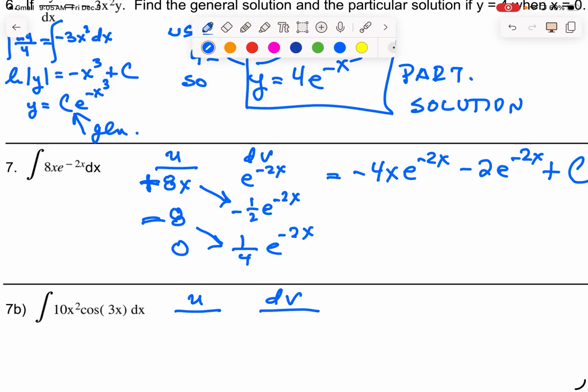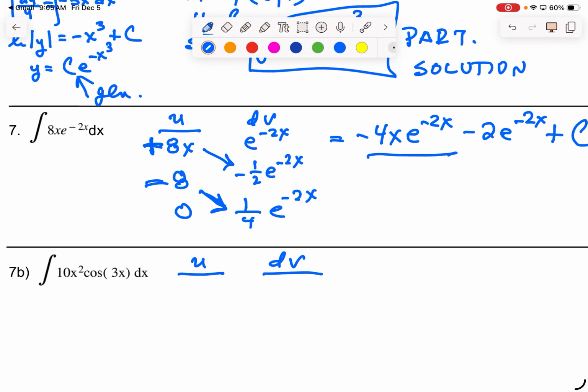All right, so let's do our products. 10x squared over 3 sine of 3x, then plus 20 over 9 x cosine of 3x. And what's our last one going to be? Is it positive or negative? It's negative, 20 over 27 sine of 3x plus C.